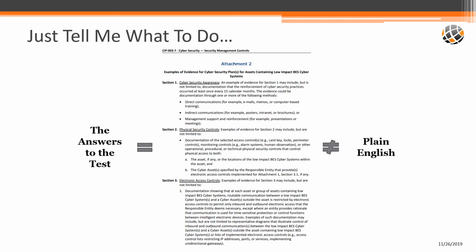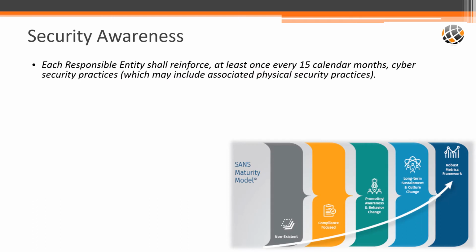So what we're going to do today is go over all of this in plain English, but just know that you have these resources available through NERC documentation as well. All right, so it starts with security awareness. Essentially, we have a requirement for low impact facilities to distribute security awareness at least once a CIP year, every 15 calendar months.